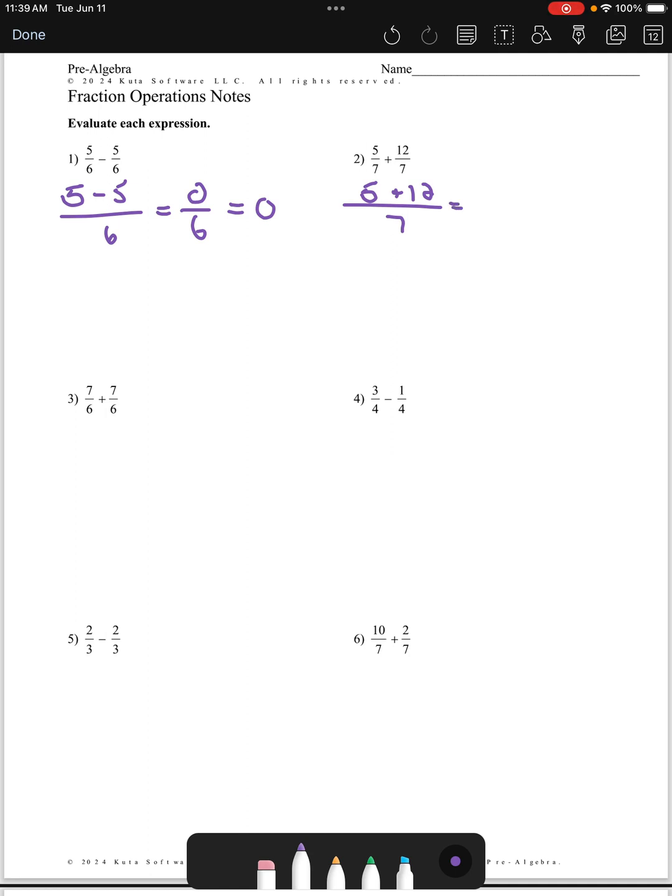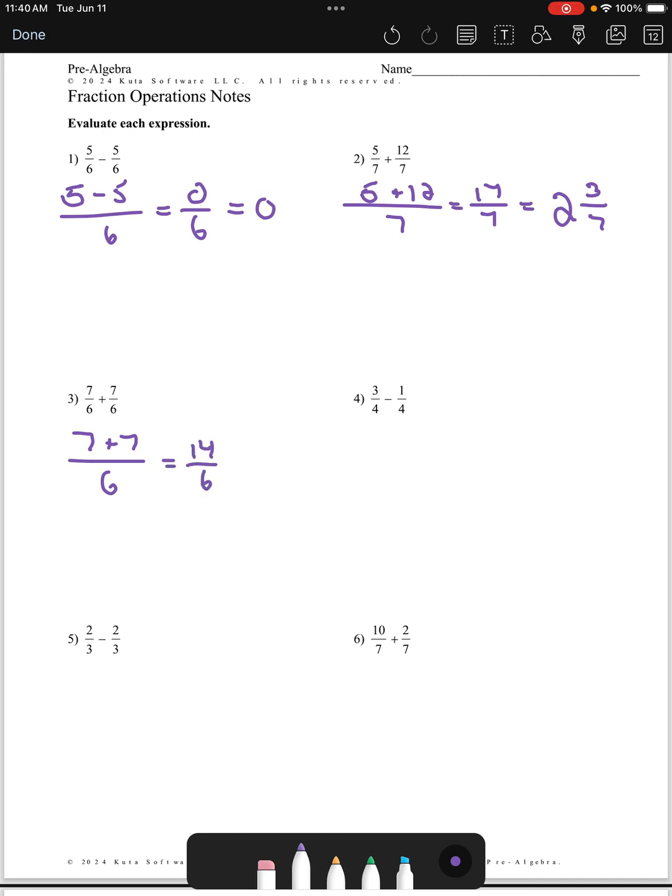In number 2, we can combine these into a single expression of 5 plus 12 all over the common denominator of 7. Now 5 and 12 added up is 17. And you're not going to be allowed to leave your answers as improper fractions. We need to convert it to a mixed number. So how many times can we take 7 away from 17? Well, twice. 2 7s make 14. And what's left when we take 14 from 17? 3. So we get 2 and 3/7 when we add here.